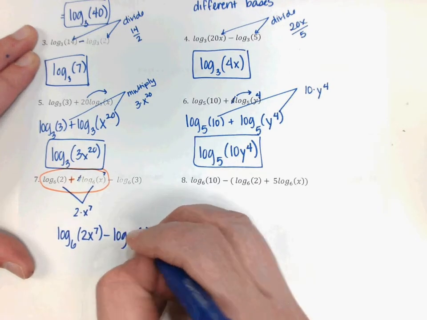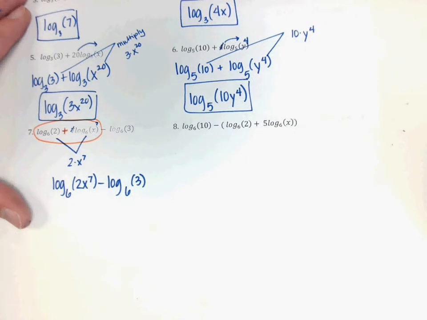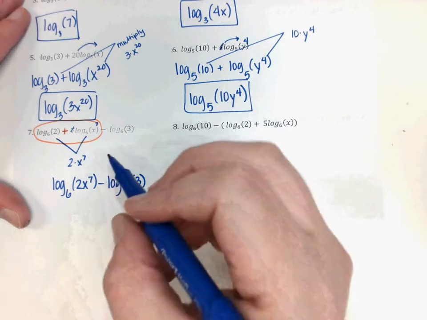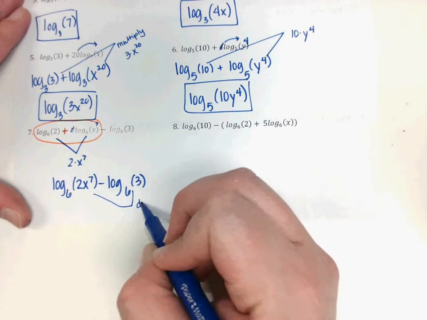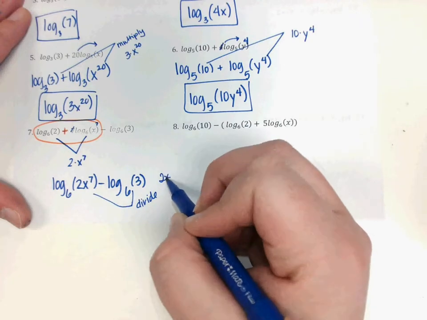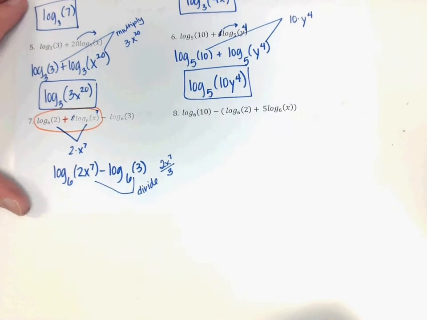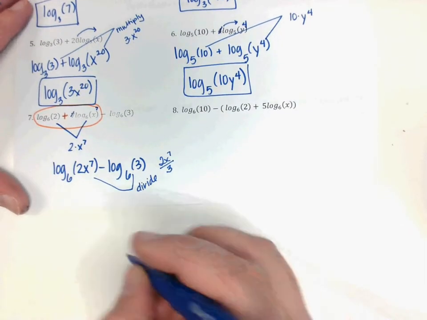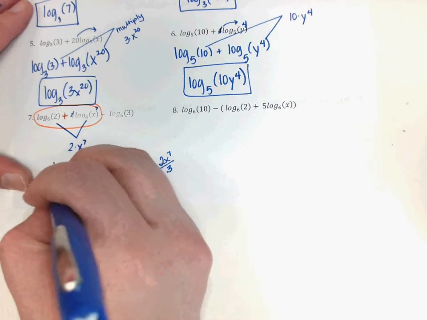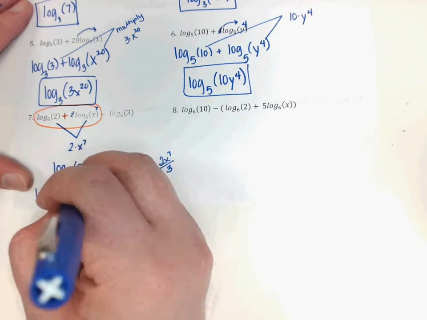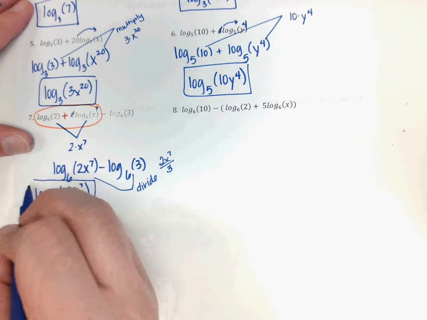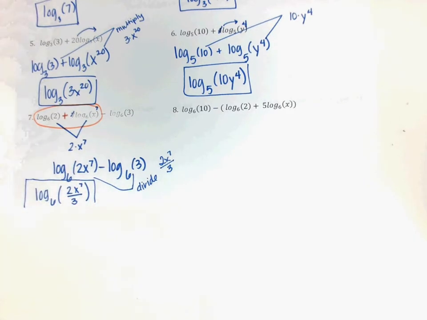But then I have a third log, log 6 of 3, that is minus. And if it's minus, how do I combine those two logs? I'm going to have to divide these two. So I'm going to have 2x to the 7 divided by 3. Now, question, can I simplify anything with that? Okay, 2 and 3 can't divide, so that would be my answer. Log little 6 of 2x to the 7 over 3. And that would be your answer. So if you can divide, totally do it. But if you can't, no worries, you just leave it alone. Okay, one more like that before we start solving.